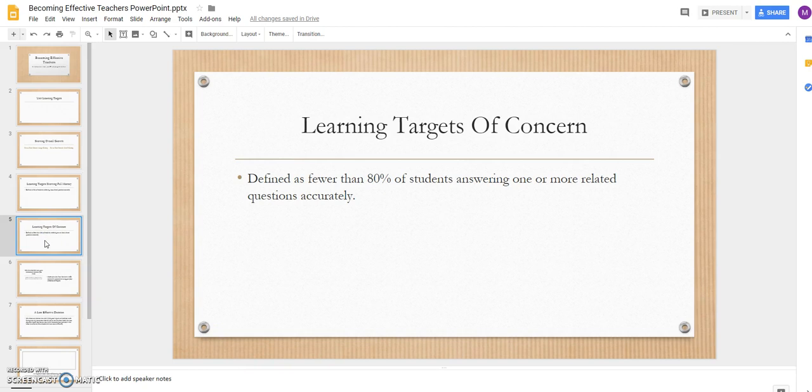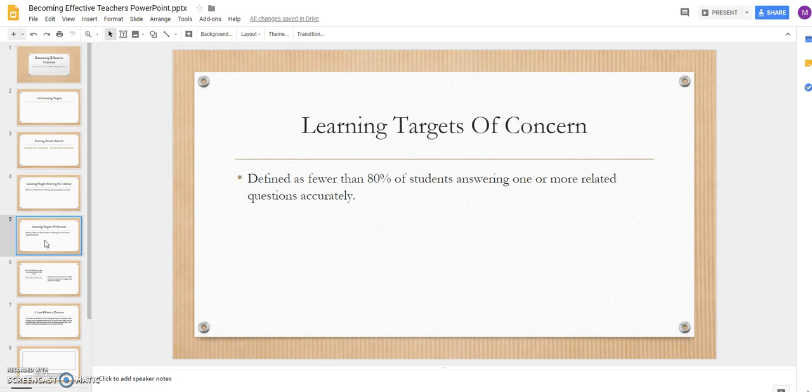Then you're going to talk about learning targets of concern, and those are defined as fewer than 80% of students answering one or more related questions accurately. So let's say you have a learning target. There was one question associated with that learning target, and only 65% of the students answered it correctly. Well, that's a learning target of concern. That's an objective that we need to go back, revisit, reteach. So you're going to list it here as a target of concern.